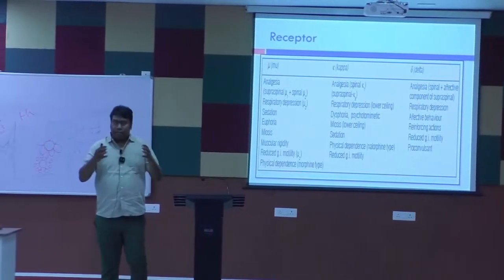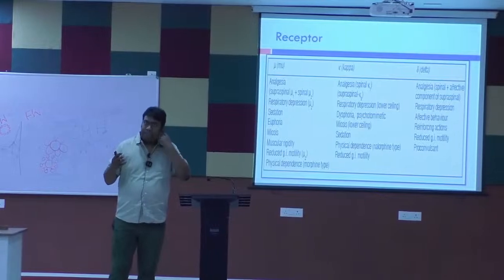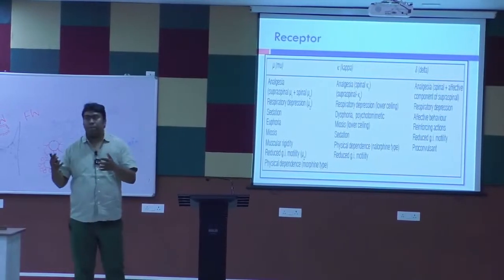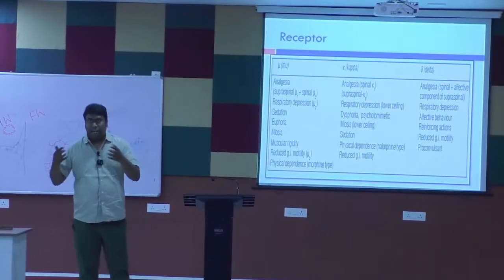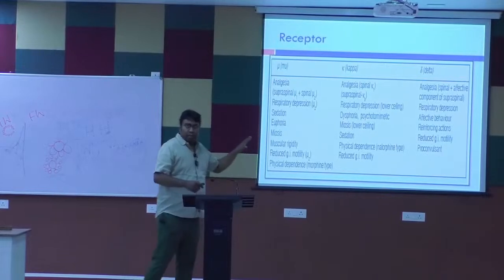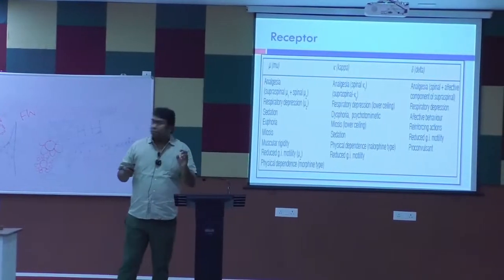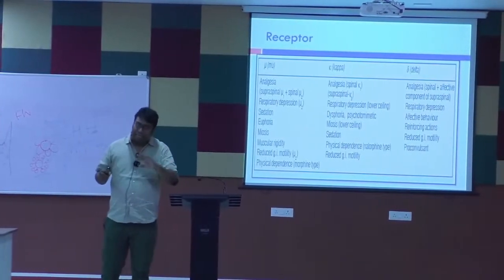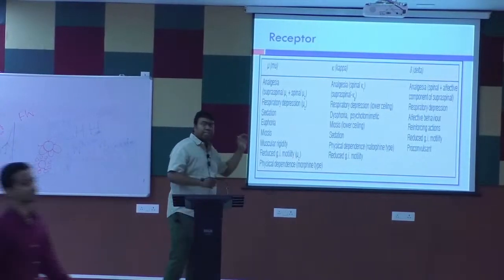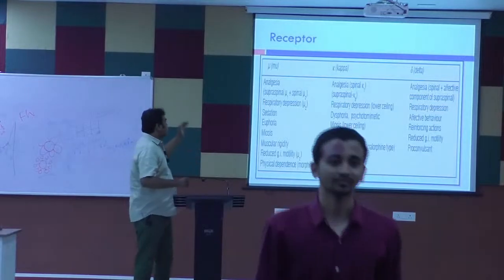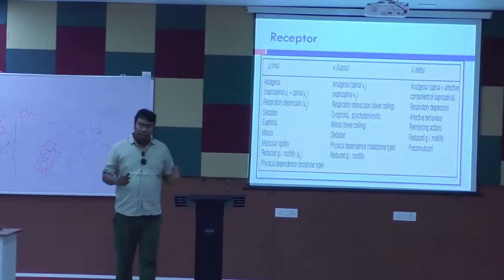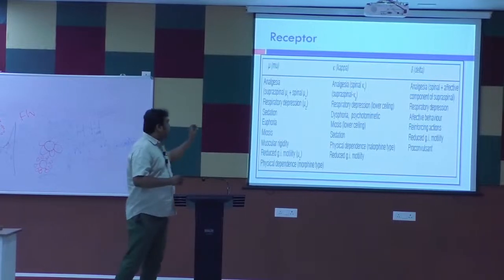Euphoria and dysphoria. Dysphoria means discomfort. This dysphoria is through the kappa. So, analgesia is through all mu, kappa, delta. The affective form is through the delta. Respiratory depression is through all three. Whereas euphoria is through the mu, dysphoria through the kappa. Miosis is present primarily with mu and kappa.